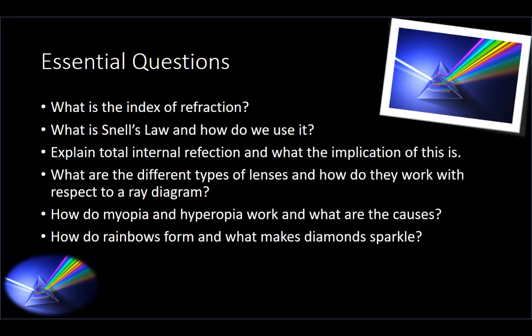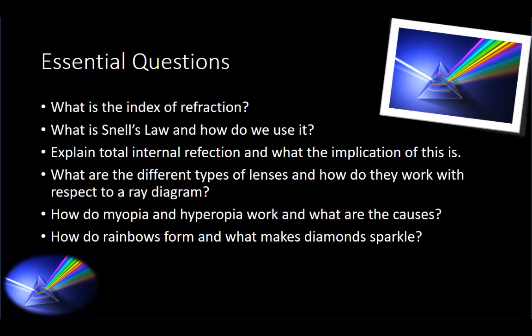Next one, how do myopia and hyperopia work and what are the causes? These are the more proper terms for nearsightedness and farsightedness. We need to understand which is which and how they are caused. What does that look like in terms of the light rays in your eye? And lastly, we'll finish up by taking a look at rainbows, what forms them, and what makes diamonds sparkle.